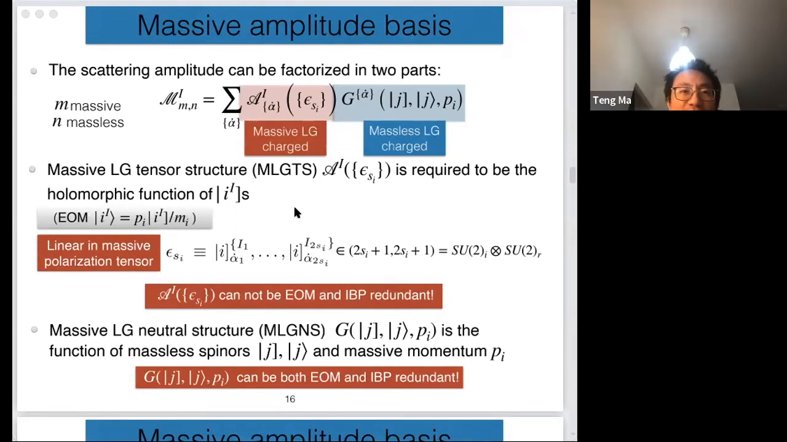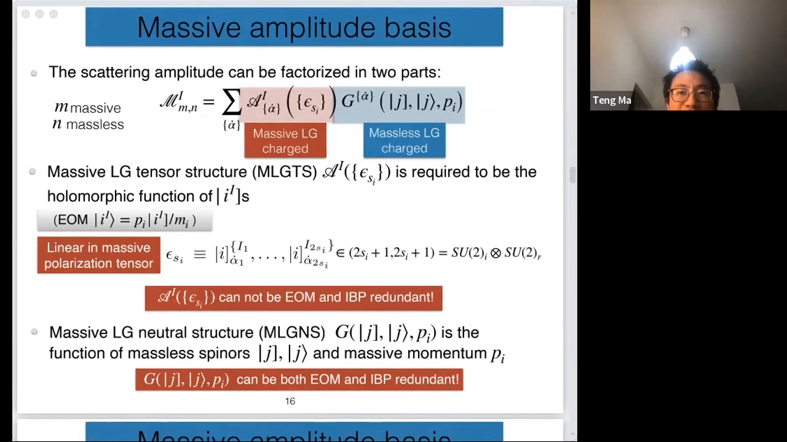We can find that under this condition, the expression of the massive polarization, epsilon SI, is fixed in this form. We found that it is also in the 2SI plus 1 representation of the Lorentz subgroup SU(2)R. Here we want to emphasize again that epsilon SI is the polarization tensor of massive particle I with spin SI. Since A and epsilon SI are in the same little group SU(2)I representation, A is a linear function of epsilon SI. A is a holomorphic function of the right-handed spinor, so it cannot have equation of motion and IBP redundancy.